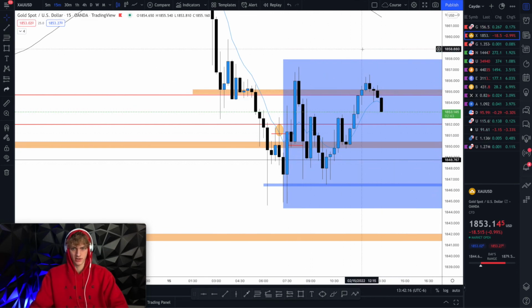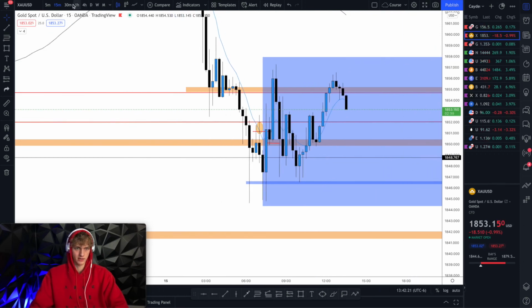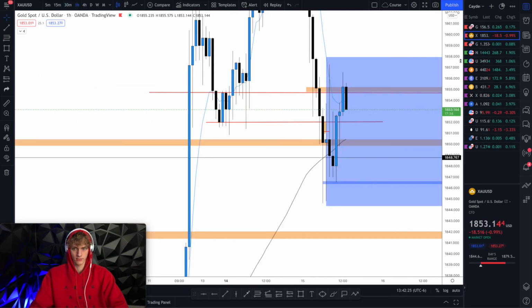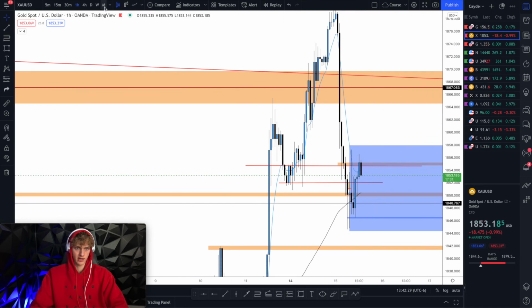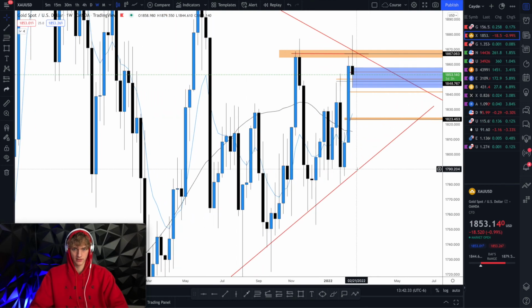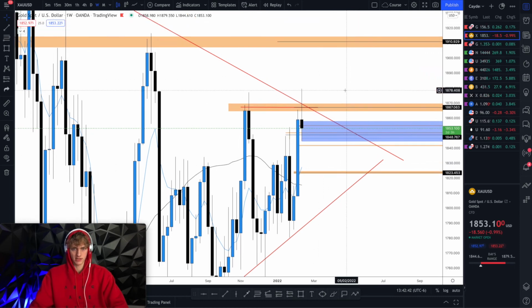But this is all consolidating right here. We're waiting until the next move. It's obviously not in session right now. It's not really New York session anymore. But that is kind of how I break down gold. I start at the weekly. I can see everything. Now gold's probably going to come down a little bit and then may continue to go up if it's going to come up.